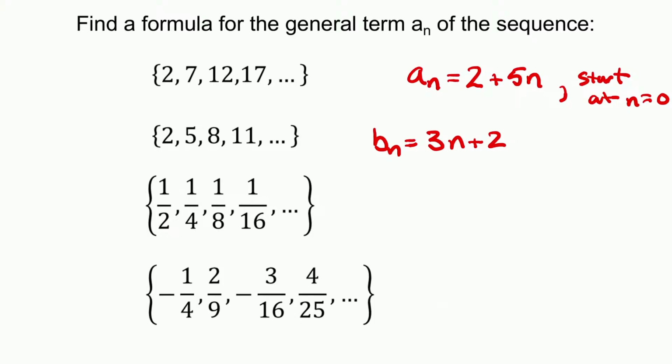So I'm not going to try to trick you. The book doesn't try to trick you. Don't worry. These are just very straightforward. So 3 times some number plus 2, and of course here we're starting at n equals 0 as well.